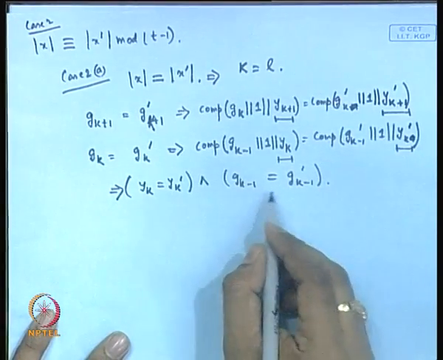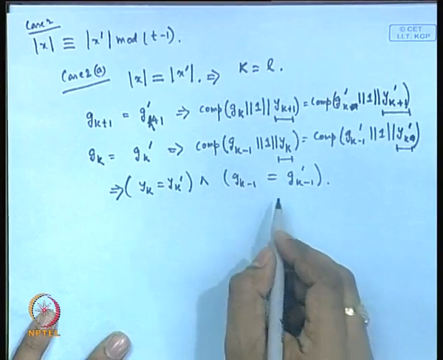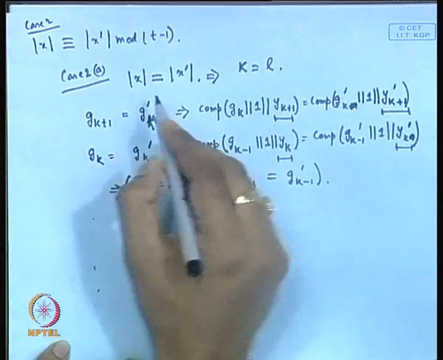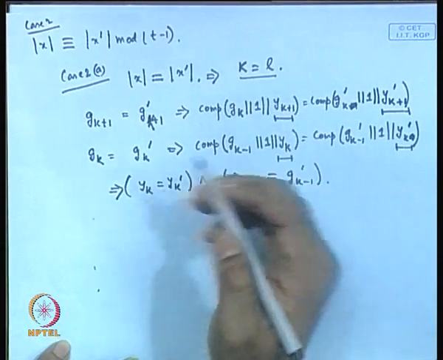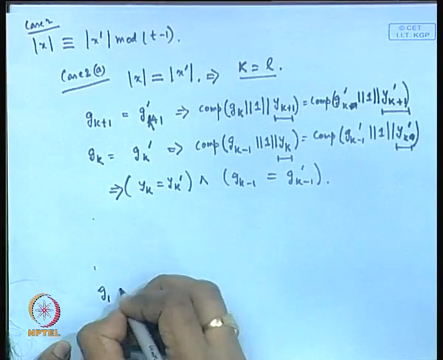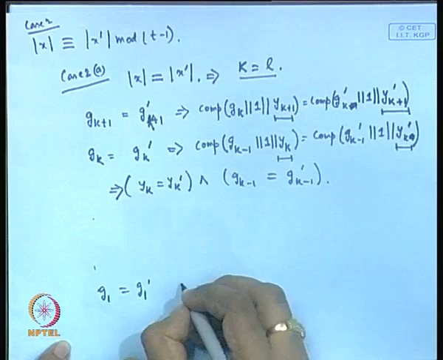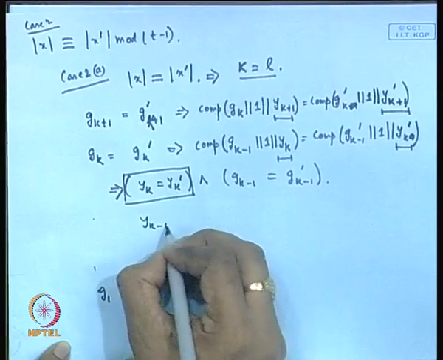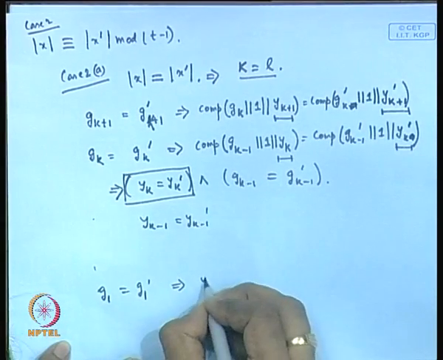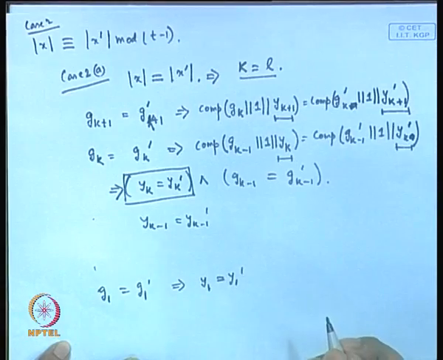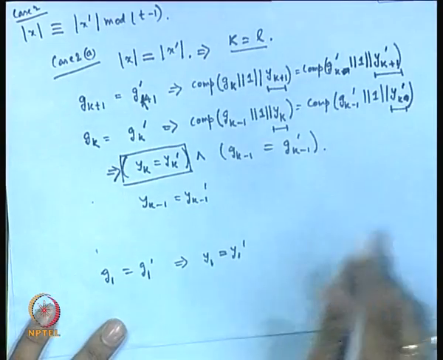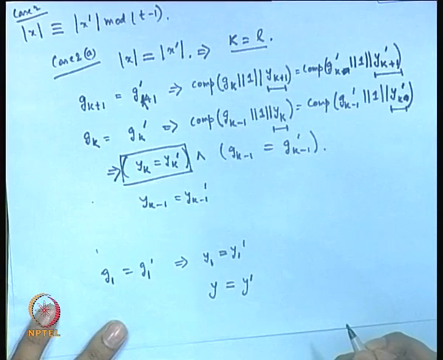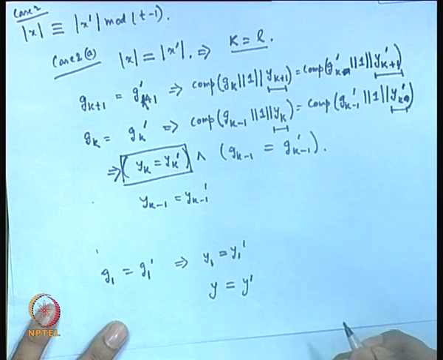So now if I assume that g of k minus 1 and g of k dash minus 1 are not the same, then again I can continue in this fashion, right? So if I continue, and since my lengths are both the same, k and l are same, I will continue till g1 equal to g1 dash, right? And in each case you will have a result like y k equal to y k dash, and again y k minus 1 equal to y k minus 1 dash, and similarly finally we have y1 equal to y1 dash, right?